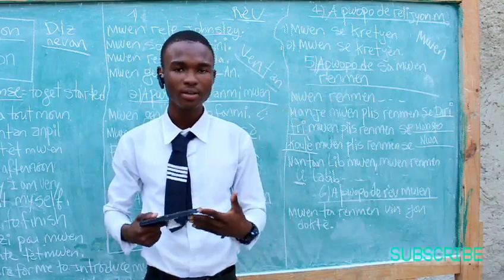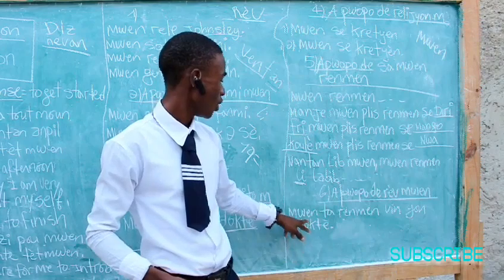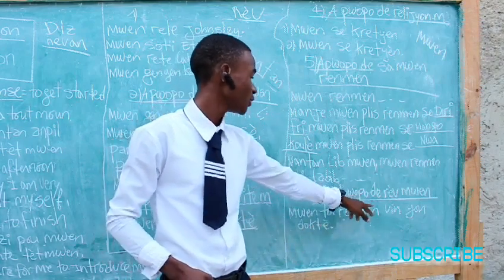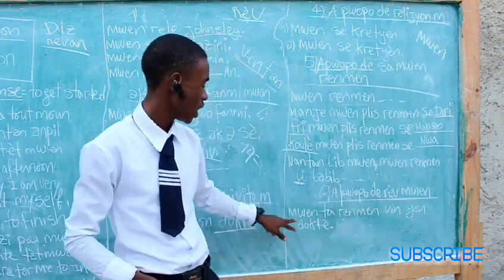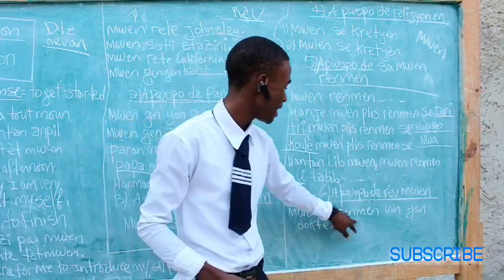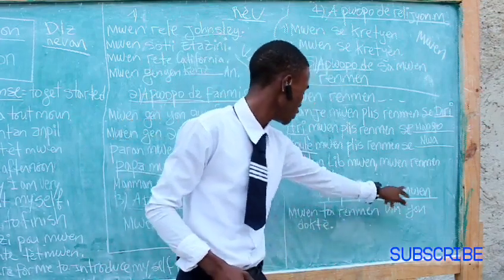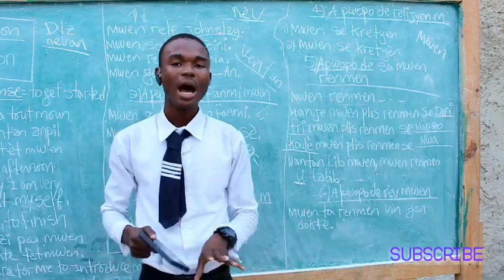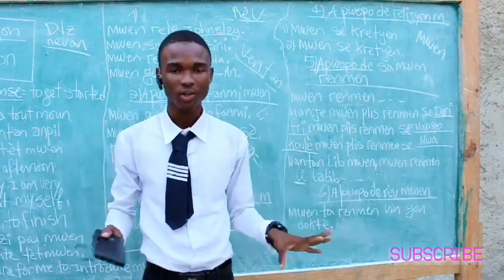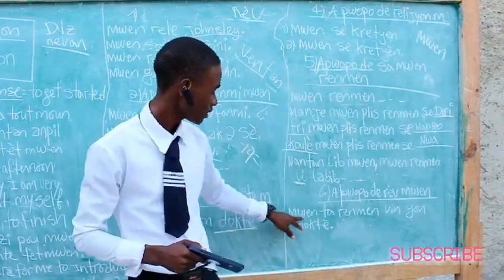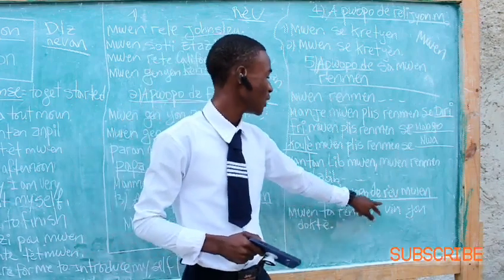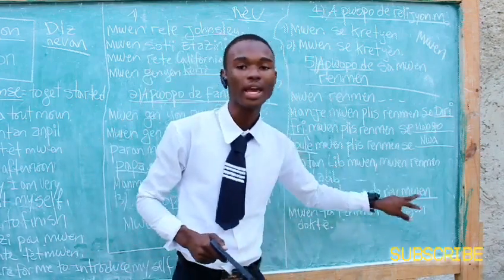À propos de rêve moi, that means about my dream. Moi ta rêmé vin. Repeat after me. Moi ta rêmé vin yon docteur. That means I'd like to become a doctor.